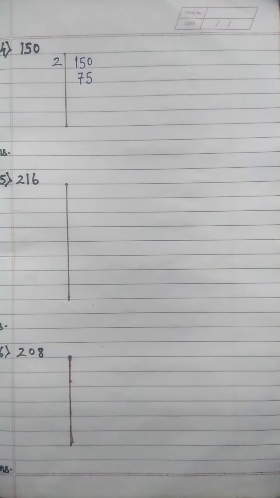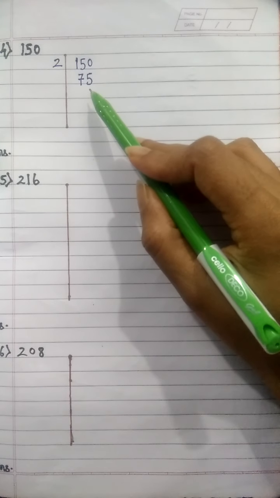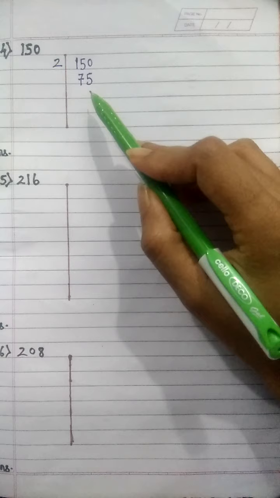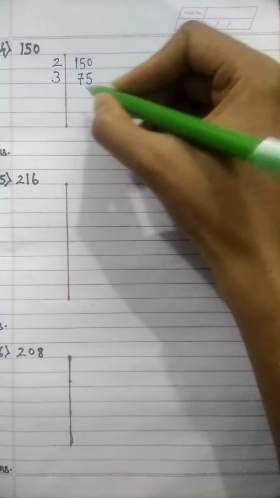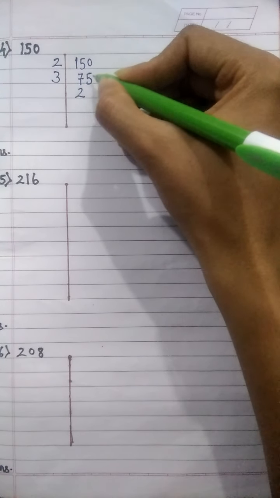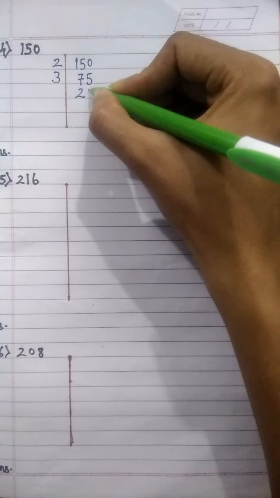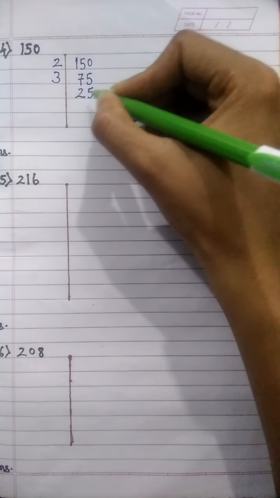Let's see if it can be divisible by 3. 7 plus 5 is 12. 12 is coming in the table of 3. Yes. So 3 can divide 75. 3 2s are 6. 1 carry over here. So 1 and 5, 15. So 3 5s are 15. 5 plus 2, 7. And we know 25 is not coming in table of 3.